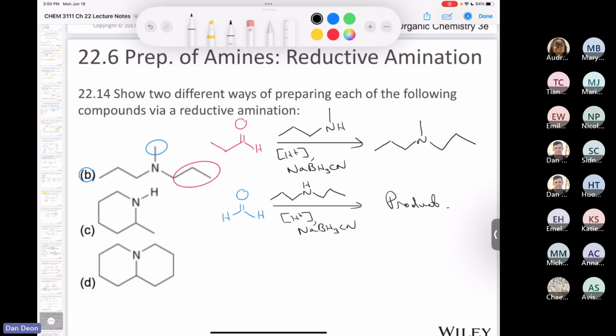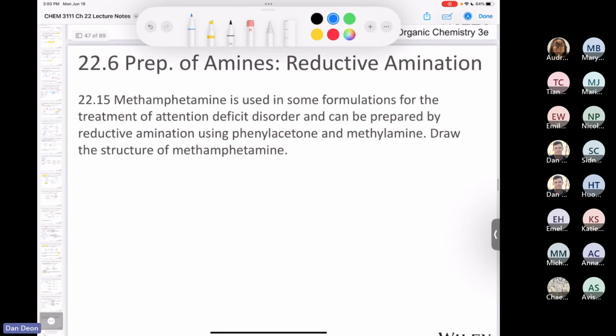So what I would like to do now is take a short break, and I would like you to give this one a try and see if you can come up with a way to make this by breaking this bond or this bond. So we'll try C after the break. And then I'd also like you to give a shot to see if you can make methamphetamine.